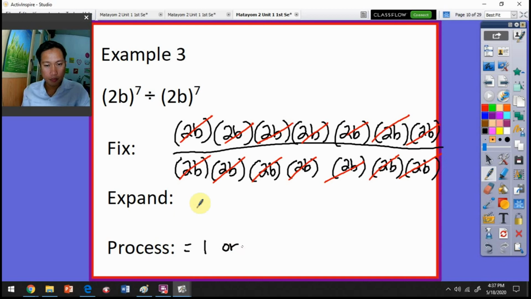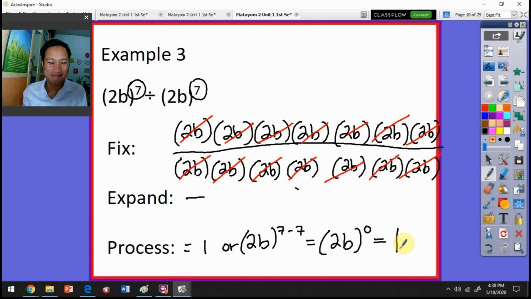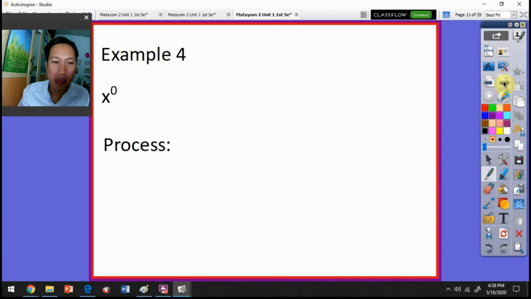For the expand, we expanded it already. For the process, 2b to the power of 7 minus 7, 7 and 7, is equal to 2b to the power of 0. We learned already that any number raised to the power of 0, except 0, the answer is equal to 1. So that's the process. Now, very simple: x to the power of 0 equals 1. Good job. Very easy.